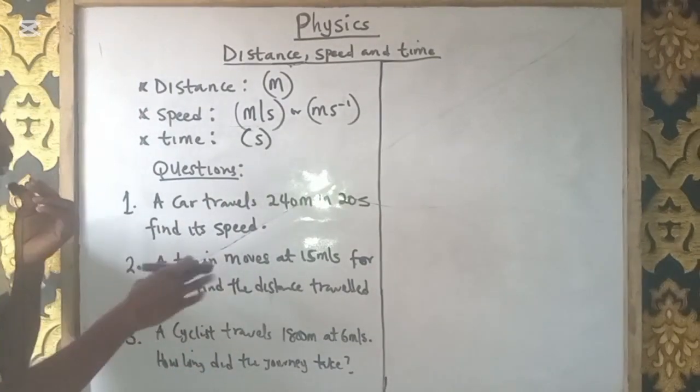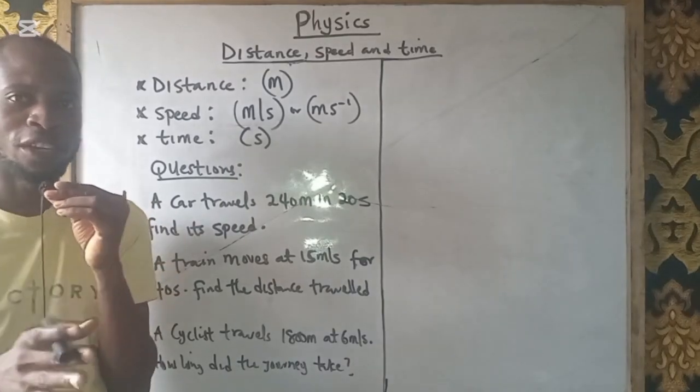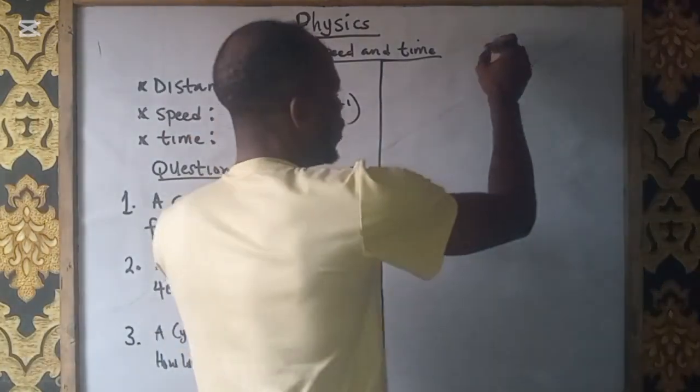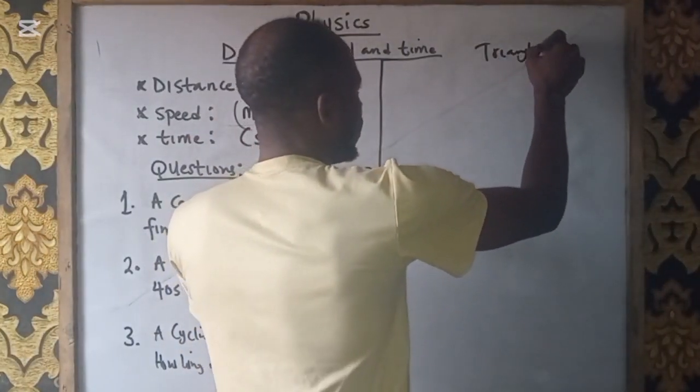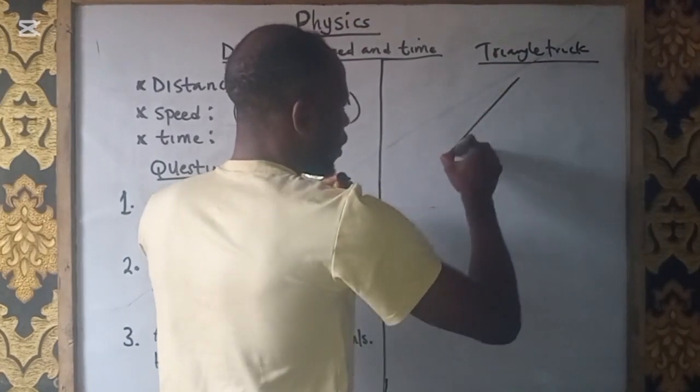But before we commence with this, you need to understand the relationship in terms of mathematical formula. So I'm going to be giving you a trick on how to get that. We call it the triangle trick. Look, I have a triangle.